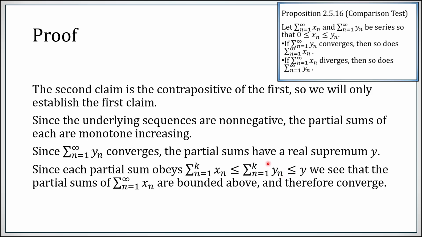So every single one of them is less than or equal to their supremum. So now we have every single partial sum of x is less than or equal to whatever the series y is converging to, meaning the partial sums of x have an upper bound. But the partial sums of x are also monotone increasing. They converge if and only if they are bounded above, and we've just established they're bounded above. Therefore, the sequence of xn also converges. Not a very long proof, as I said.